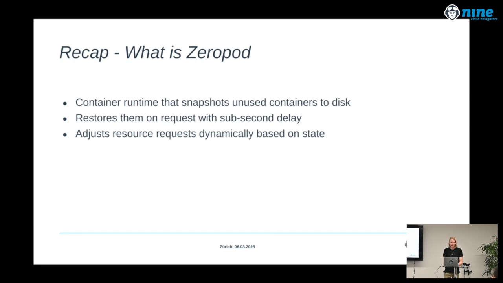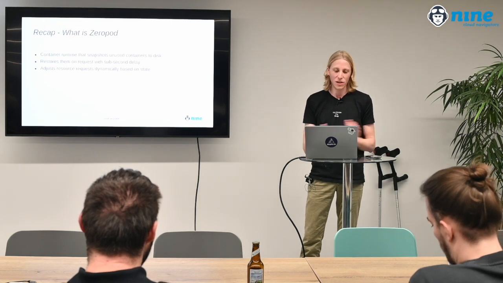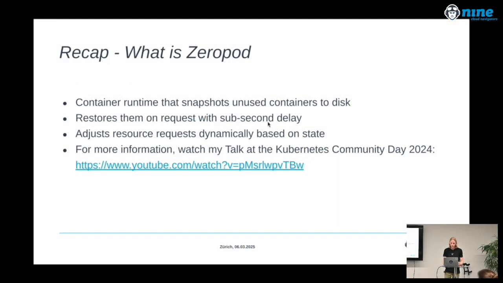So let's say you have 100 pods on a node, and maybe 50 of the pods on this node are rarely used, maybe once a day, maybe 5 times a day, doesn't really matter. ZeroPod will take care of snapshotting them when they're not in use for a specified amount of time. You can watch the talk I gave at the Kubernetes Community Day last year. It just introduces ZeroPod by itself.